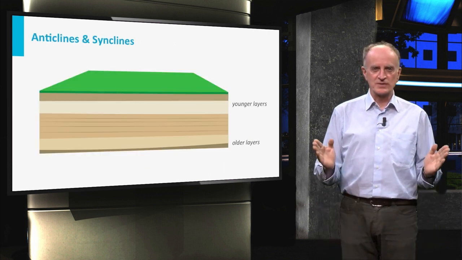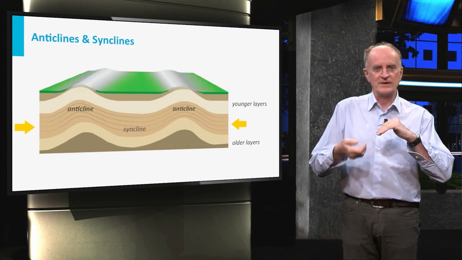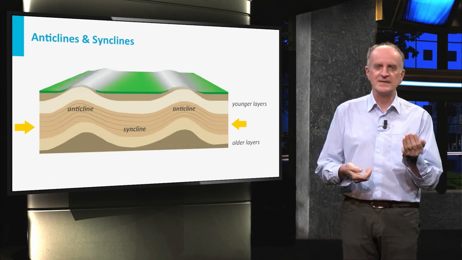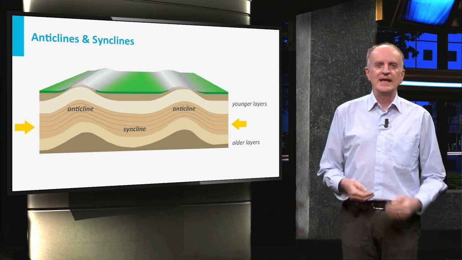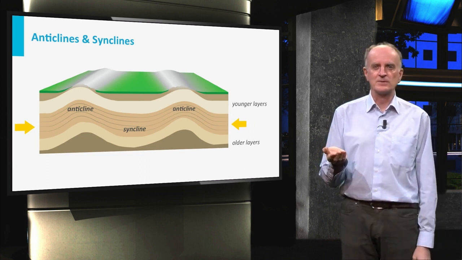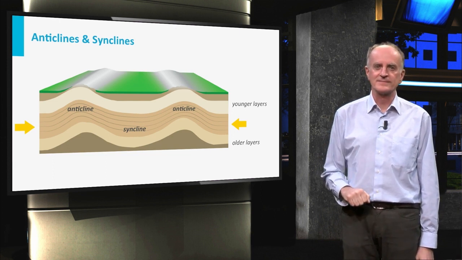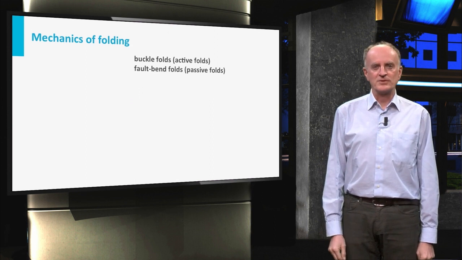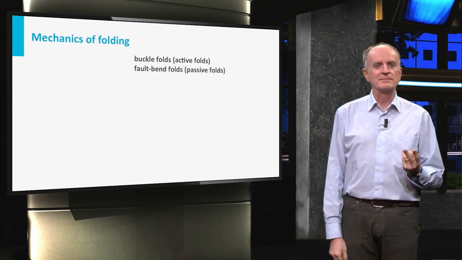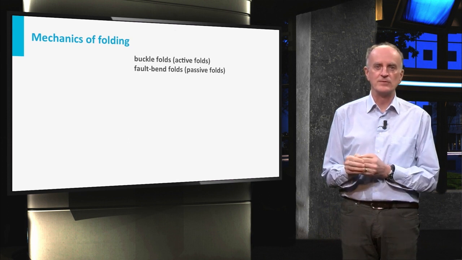When layers are shortened, they can develop folds which are convex upward or downward. In the first case, they are called anticlines and have the oldest rock in the core. In the second case, they are called synclines, and in the core you will find the younger rocks. From a mechanical point of view, we distinguish two different types of folds: buckle folds and fault-bend folds.